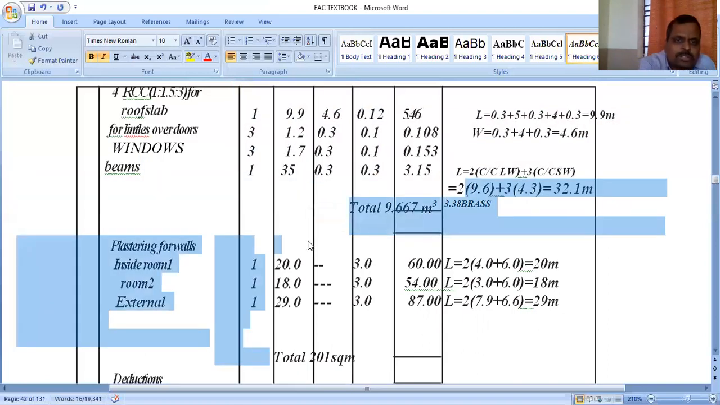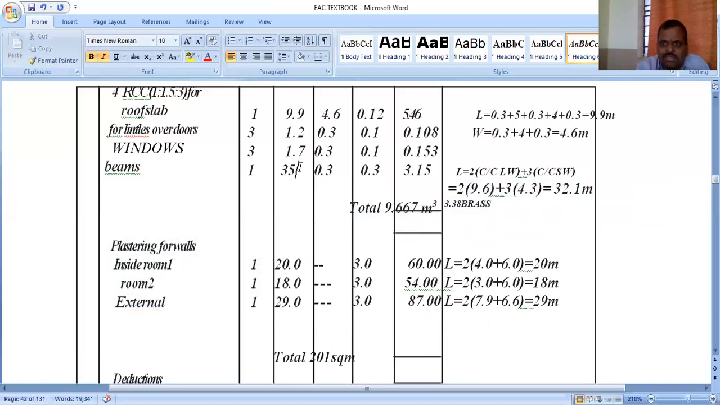So just put these values here. Total number of beam will be 1. Here I have written 1. The length is 32.1. The width is again 0.3 meter, and the depth is also 0.3 meter. So how much will be the total quantity here? The total quantity of the beam will be 1 into 32.1 into 0.3 into 0.3. It is 2.889 cubic meter.